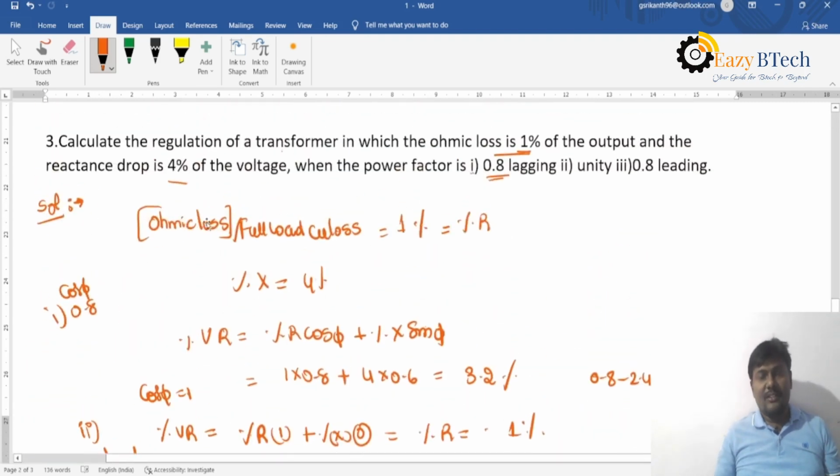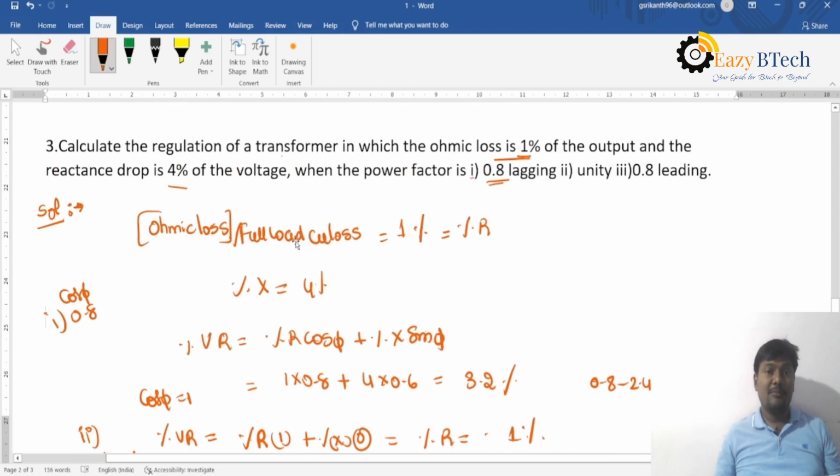And this problem is very, very important, and this problem is repeated many times. It is somewhat of a twisty problem, and it appeared in one of the GATE examinations also.